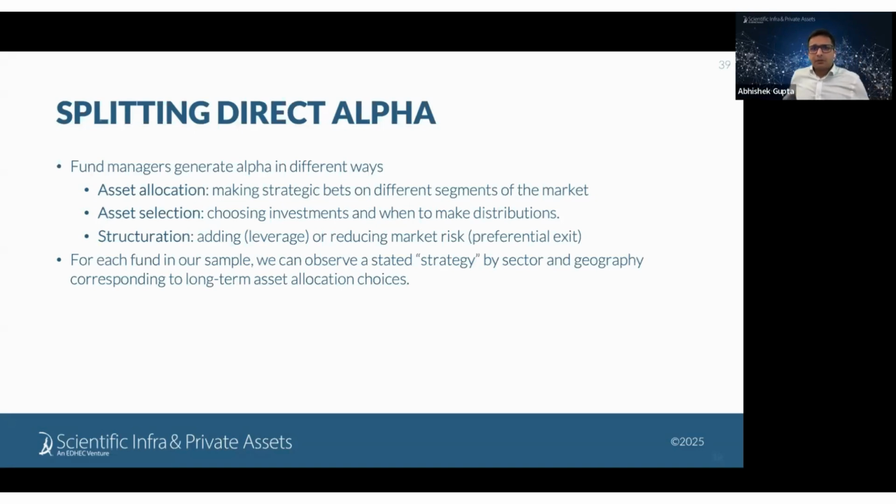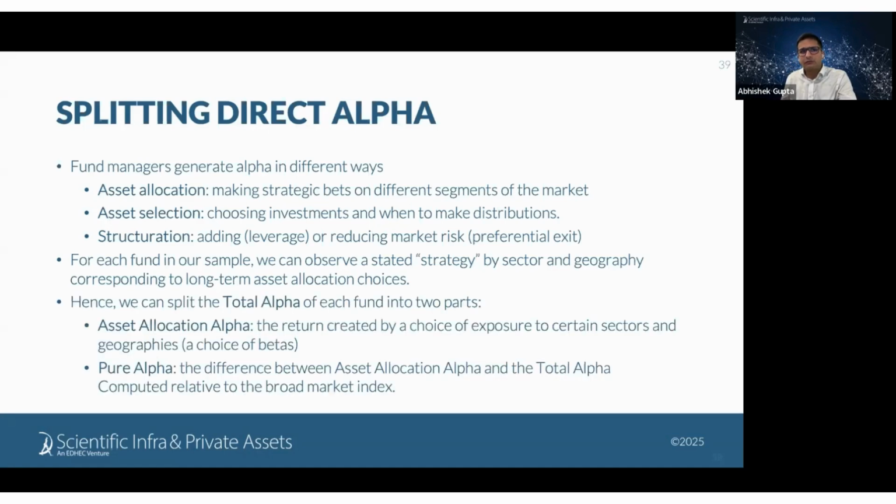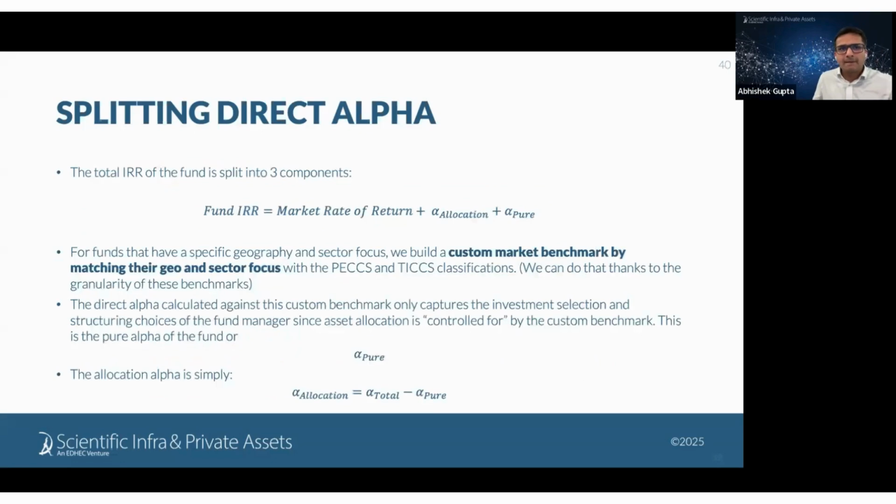For each fund in our sample, we can also observe a stated strategy by the fund: what sort of sector it focuses on, what geography it focuses on, and that corresponds to the long-term allocation choices of that fund. Therefore, we split the total alpha of each fund into two parts. One, the alpha that is generated by these strategic bets, by choosing to have higher or lower exposure in certain sectors and geographies. And two, the pure alpha, that is basically the investment selection or timing decisions of a manager.